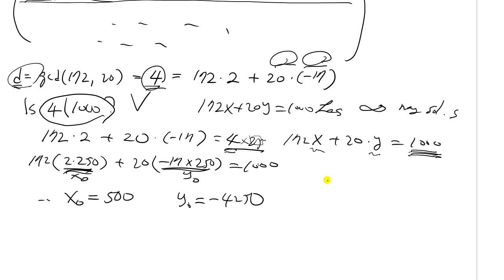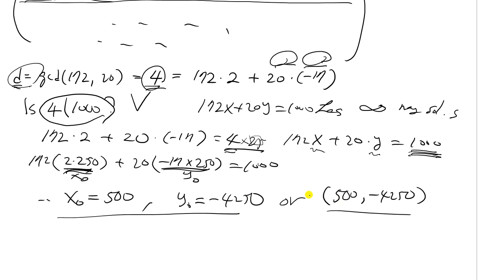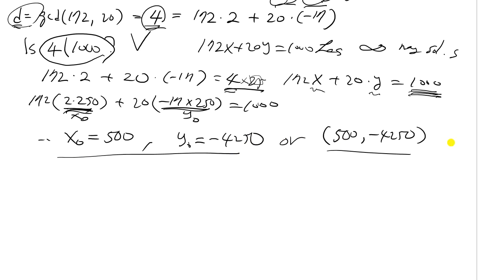So that's the first solution. If they want just one solution, then the solution is 500 comma negative 4250 in the xy coordinate system. So that's enough. Either way. But most likely, if it's a linear Diophantine equation, they want all possible solutions, right?